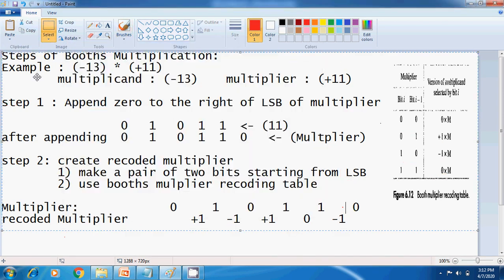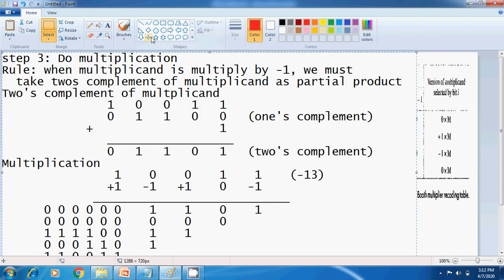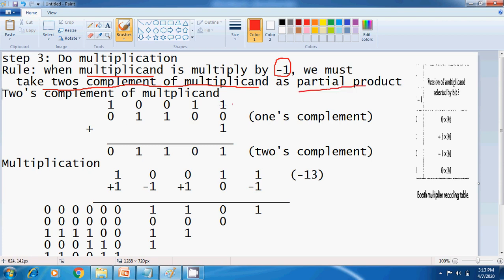In the next step, you have to actually do the multiplication, but you have to simply understand one rule. The rule is very simple. When I multiply minus 1 to the multiplicand, I must take the 2's complement of the multiplicand as a partial product. So here I have already calculated the 2's complement of the multiplicand. In our case, multiplicand is 1 0 0 1 1.